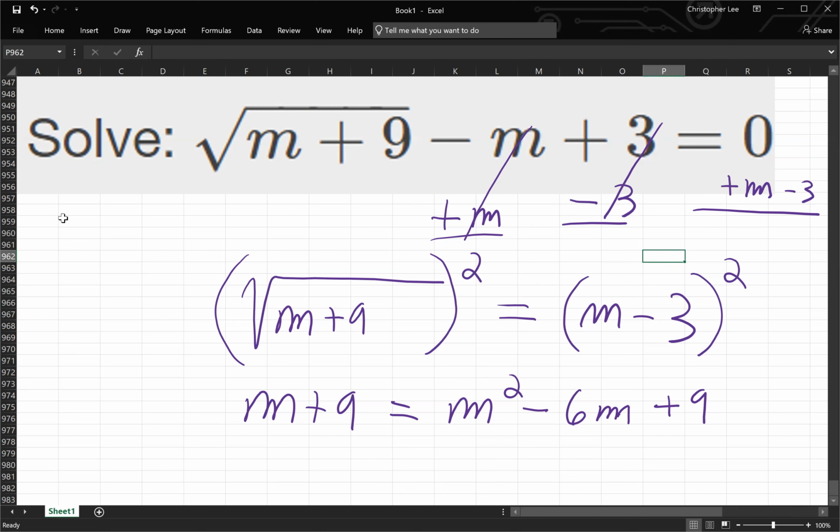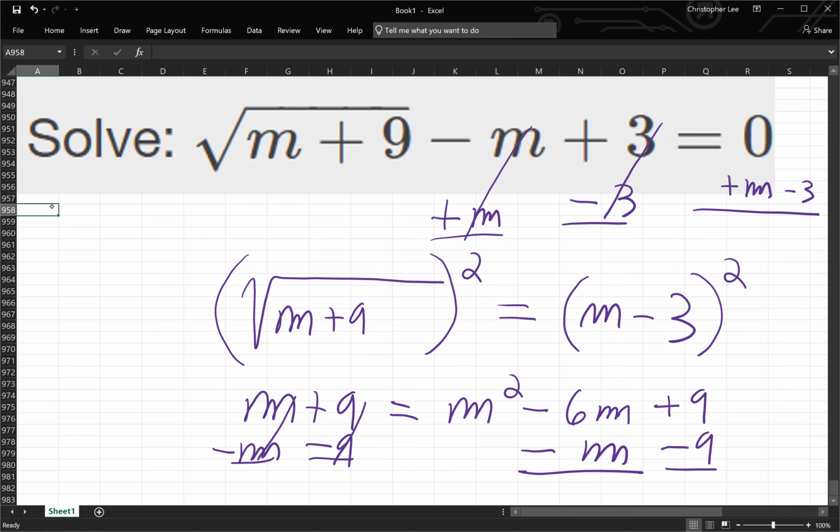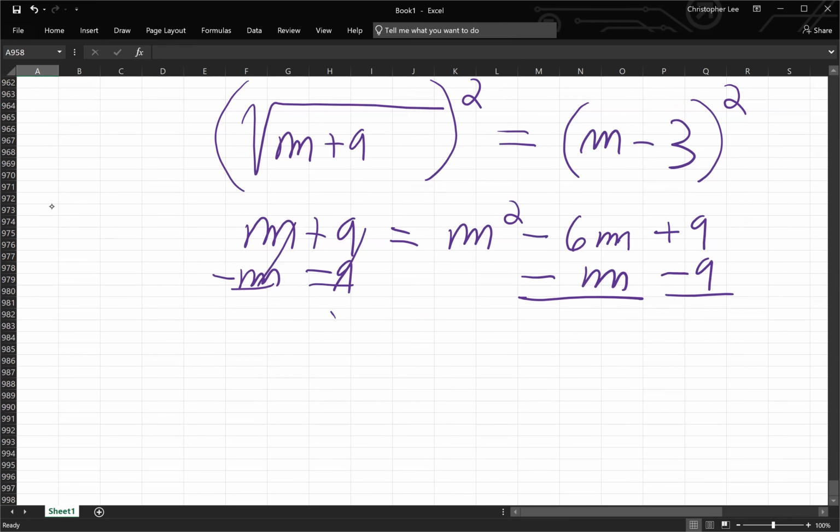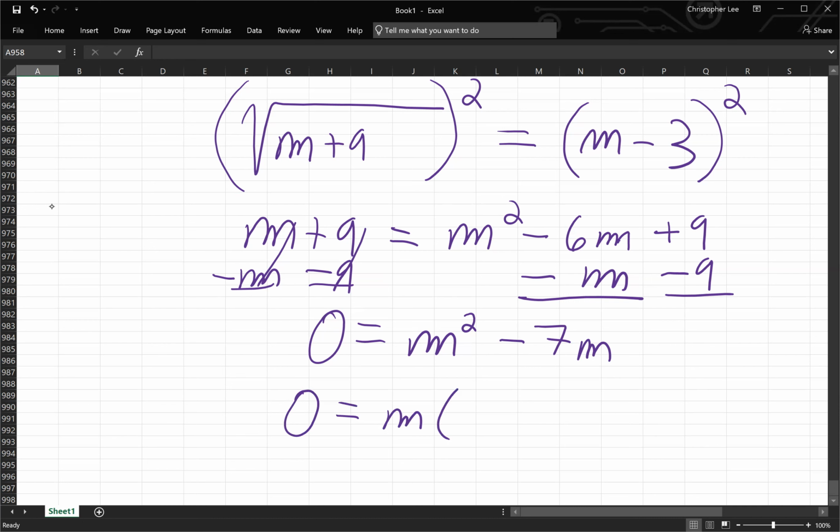After that, I want to solve for m, right? So I'm going to subtract m from over here. What I do to one side, I have to do to the other. Oh, I see the 7 now. You're right. And then I want to subtract 9 from over here. What I do to one side, I got to do to the other. So now what do I have? I have 0 is equal to m squared minus 7m, right? And then we can factor this. So let's factor this. This is going to be 0 is equal to m times m minus 7.